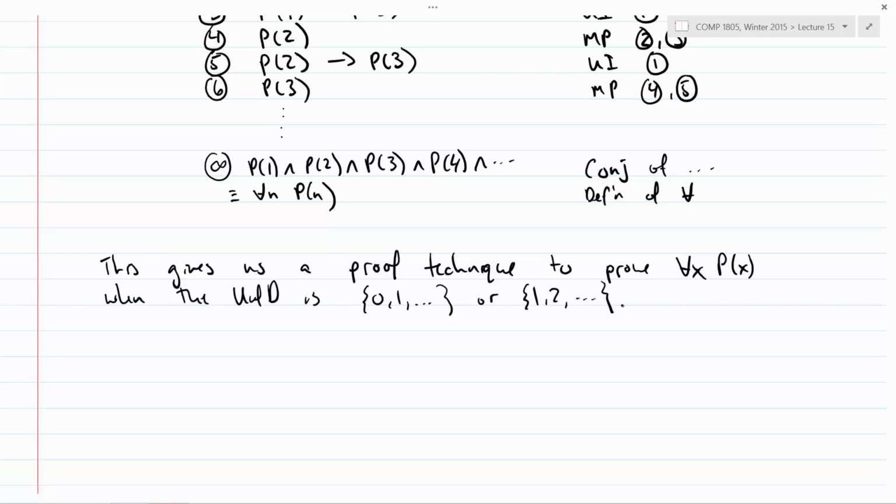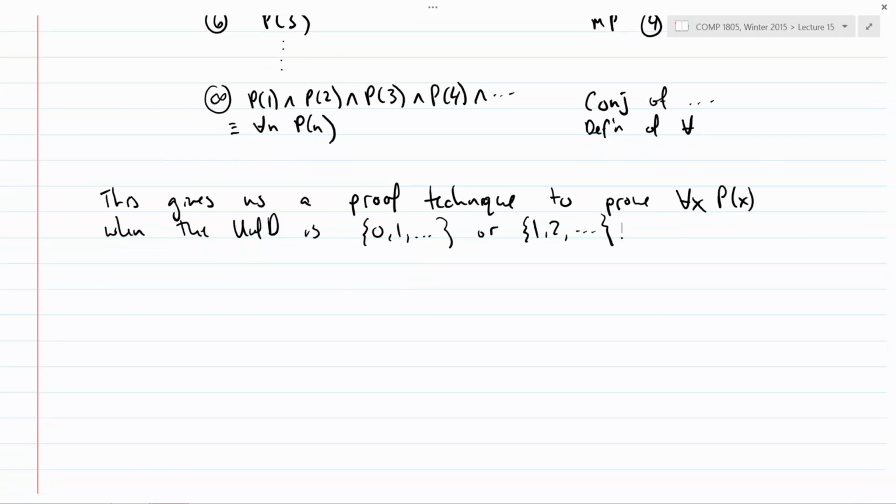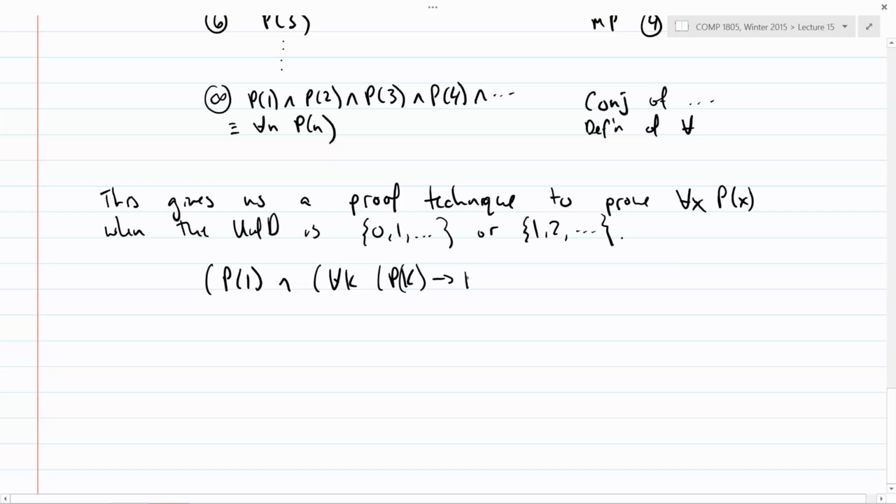So basically, to summarize what this means, we have P1 and for all k, Pk implies Pk plus 1, and this implies for all n, Pn. So if we can show the thing on the left, then the thing on the right is true as well. Okay, that's all we have to do.